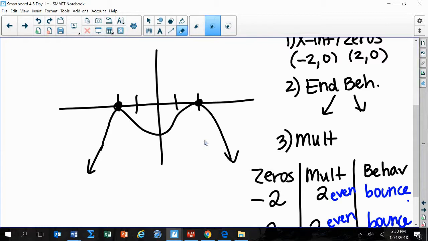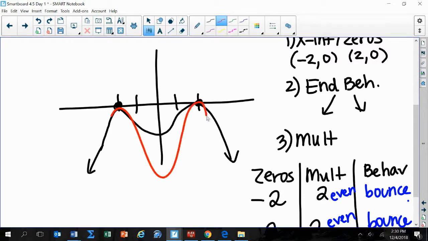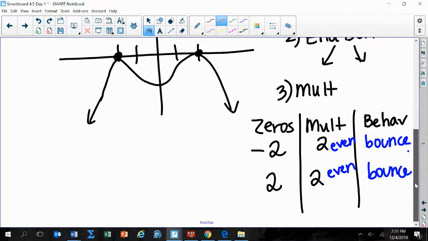Okay. This is a rough sketch. So I'm not really worried about this section. I don't really care how far down you come. What I care about are these three components. Do you have your x-intercepts plotted? Do you have your correct end behavior? And do you have the correct crosses or bounces? That's what I'll be looking for. Any questions about that?